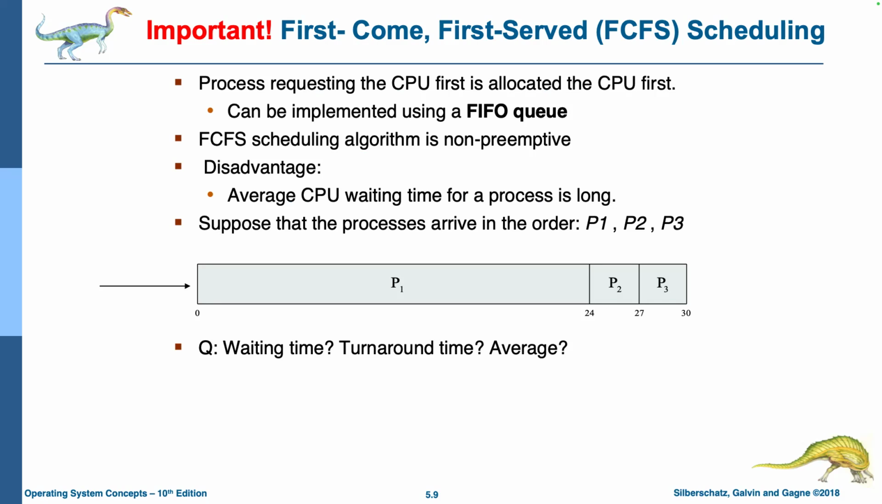So the process that requests the CPU first gets the CPU allocated. In first come first serve, P1 is the first to come, so the CPU will deal with P1. Then P2 comes, the CPU computes P2. P3 comes, the CPU computes P3. There is no complicated strategy, just first come first serve. It can be implemented as a waiting queue.